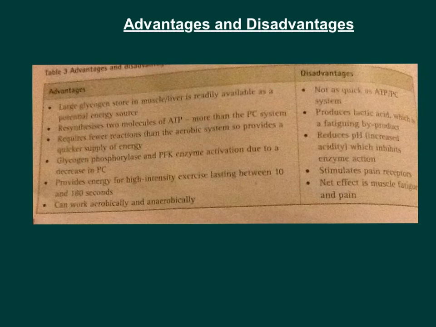The disadvantages of the lactic acid system are it's not just as quick as the ATP-PC system. It produces lactic acid, which is a fatiguing byproduct. When we talk about onset of blood lactate accumulation and how that lactic acid can inhibit the enzymes which are involved in anaerobic glycolysis and therefore induce muscle fatigue, there will be an increased acidity, which reduces pH in the cell, and this is what inhibits the enzyme action.